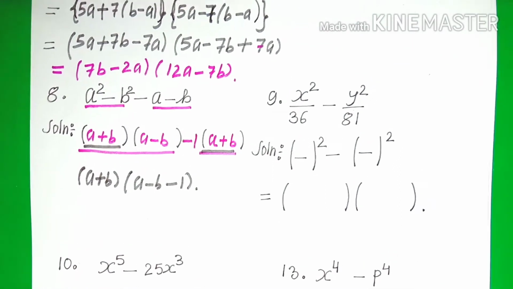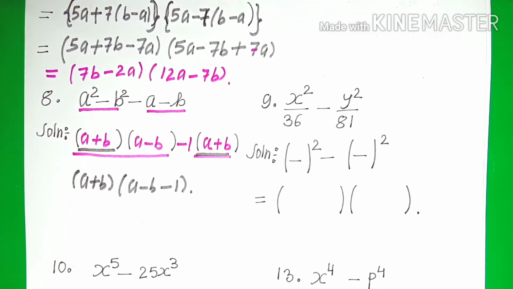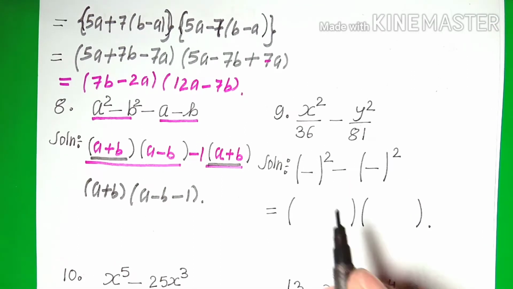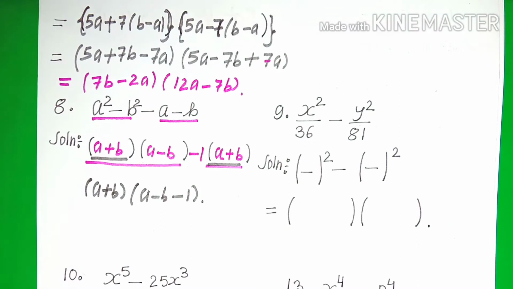Now the next one: x squared minus 36 minus y squared by 81. Now convert this into a difference of two squares.